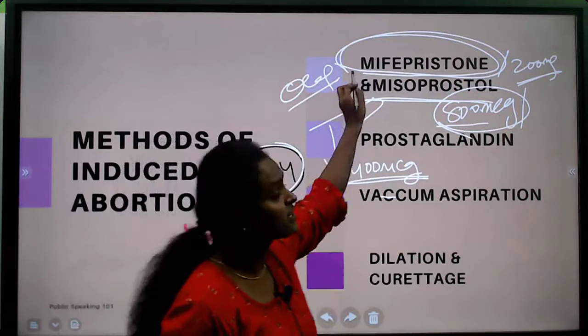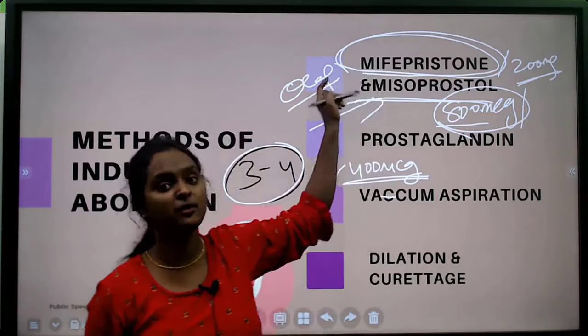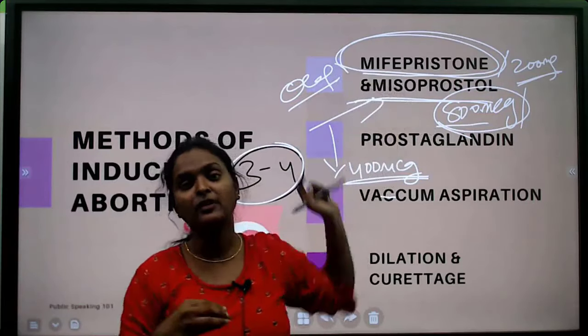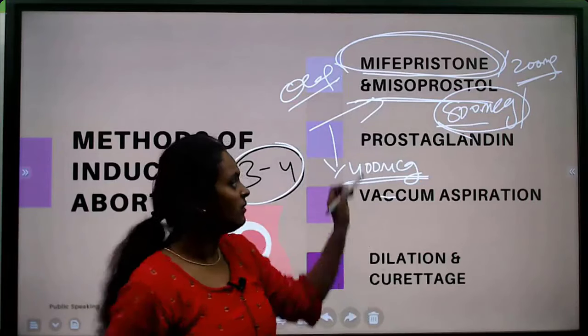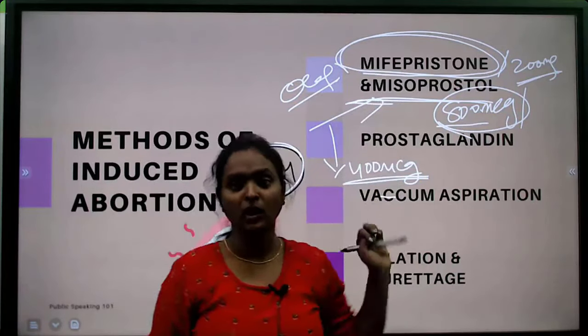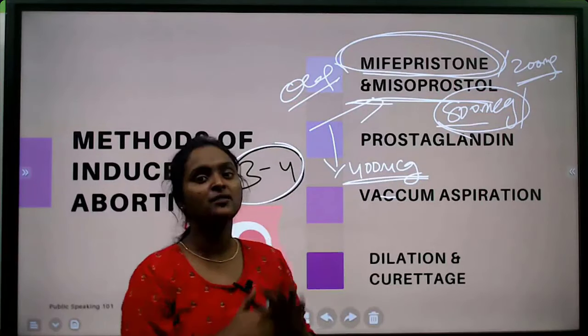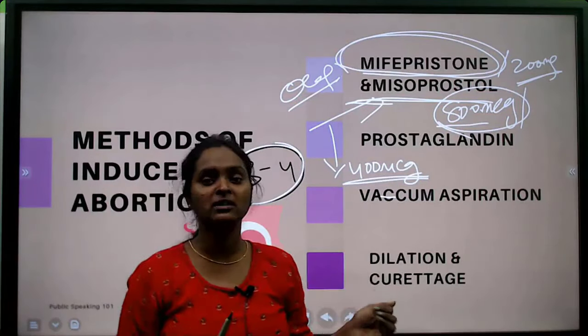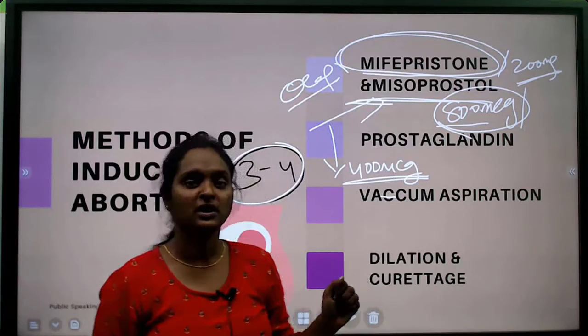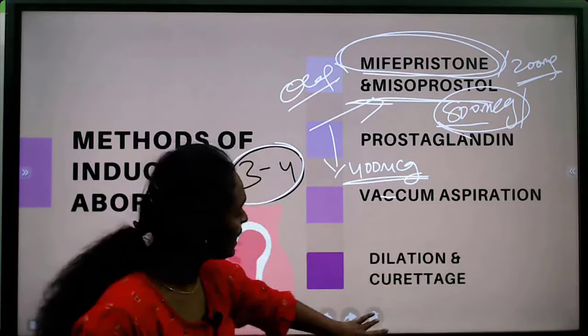So first, which drug will we administer here? Mifepristone. After 24 to 48 hours, we will administer misoprostol. If these two are given together as a combination, within 3 to 4 hours we can notice the abortion. Clear? So that is the drug under medical.